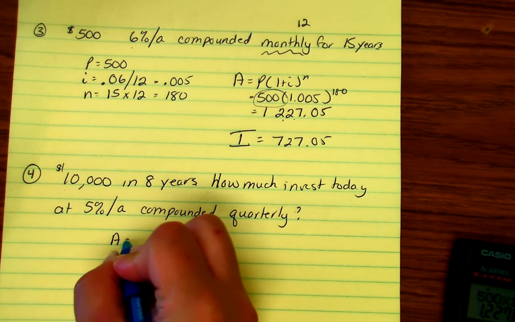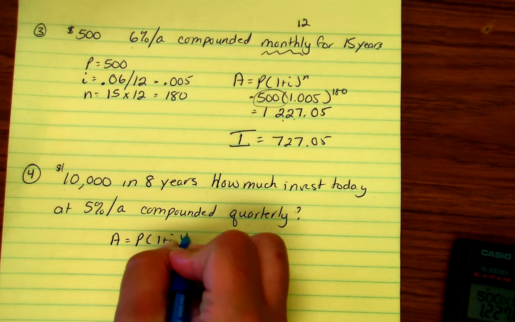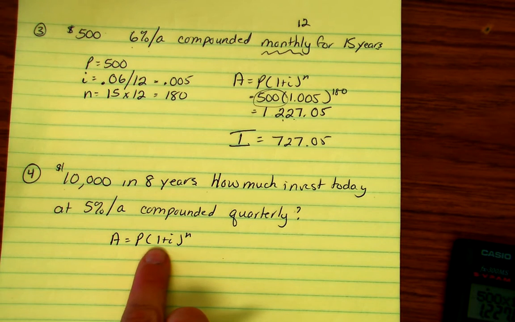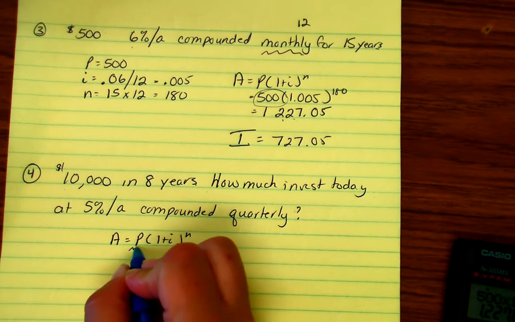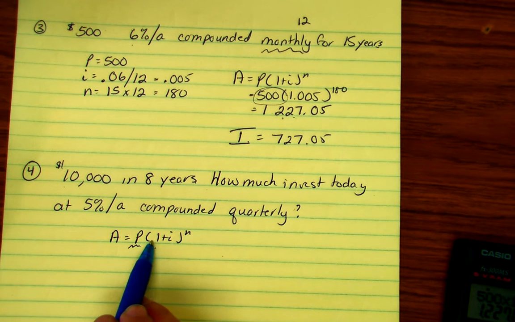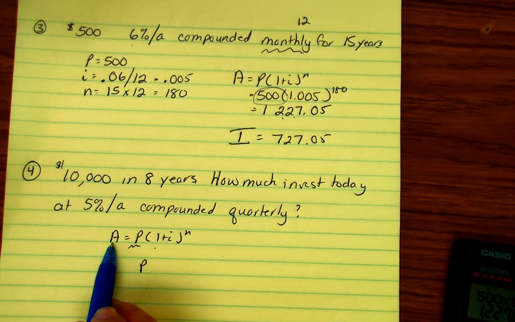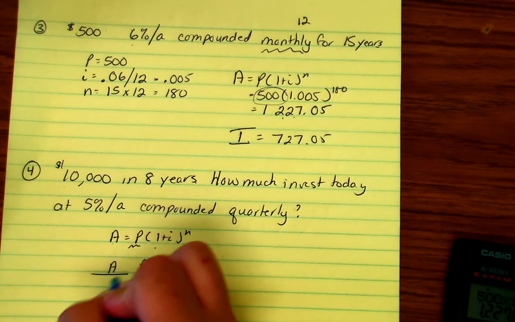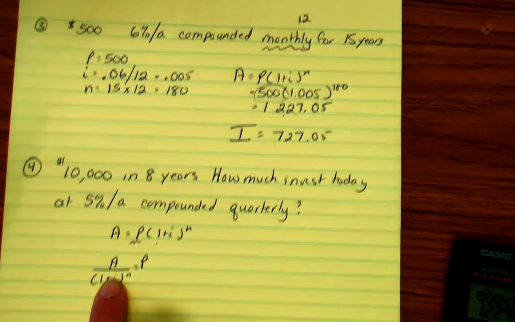So if I go to my original formula, A equals P times 1 plus I to the N, P is what I'm looking for. So I'm going to isolate P by saying, okay, on this side, the 1 plus I to the N is multiplying my P. If I want to isolate P, I'm going to bring that bracket to the other side and divide it. And it's fine to work with this formula.